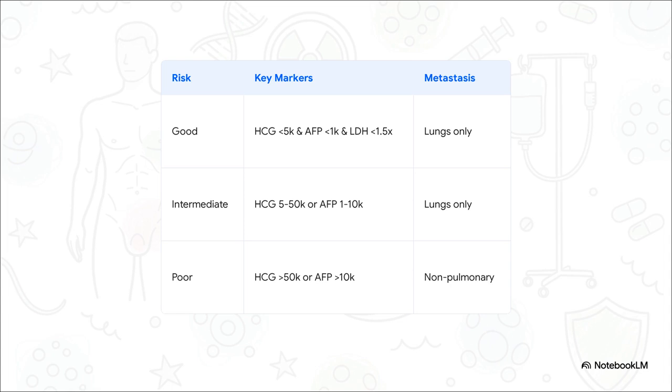So let's go back to our guy SD. His AFP is 500, HCG is 3000, and no non-pulmonary mets. You look at the chart, whoa, he fits right into that good risk category. And nailing that down is the piece of the puzzle we absolutely had to have.